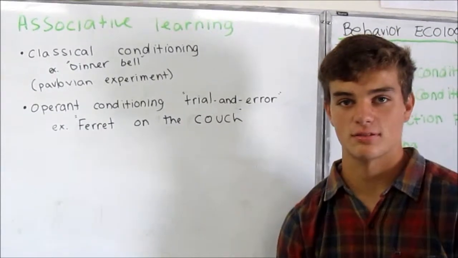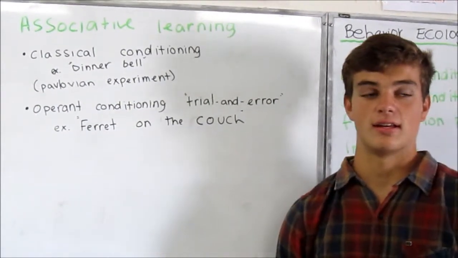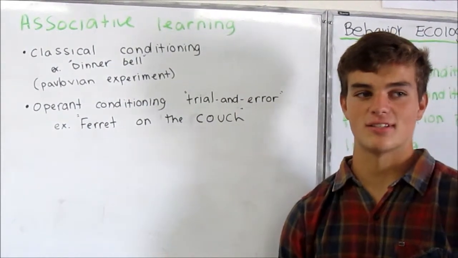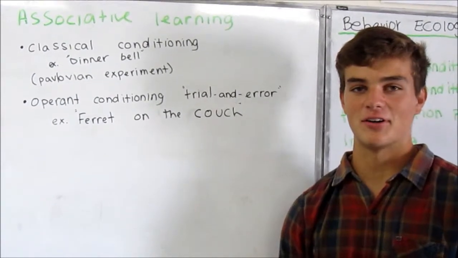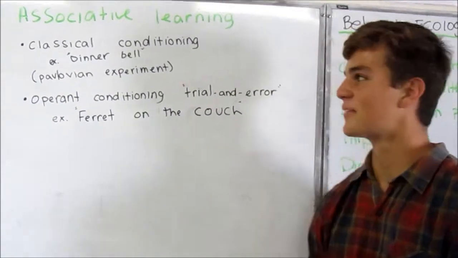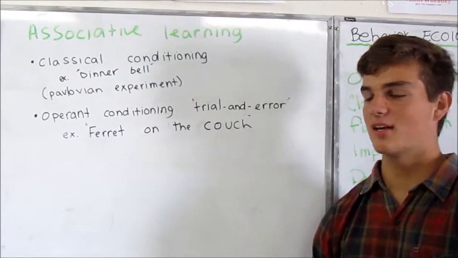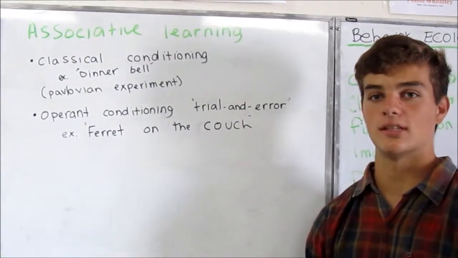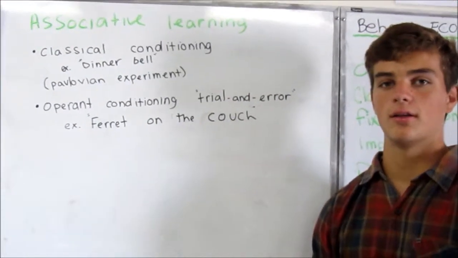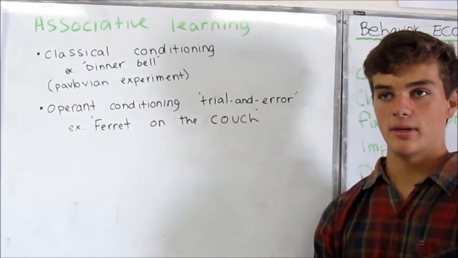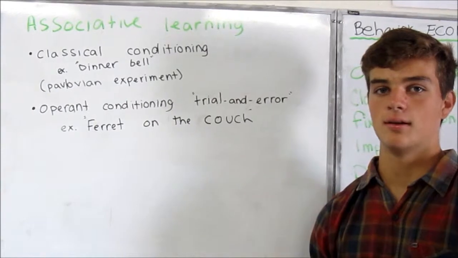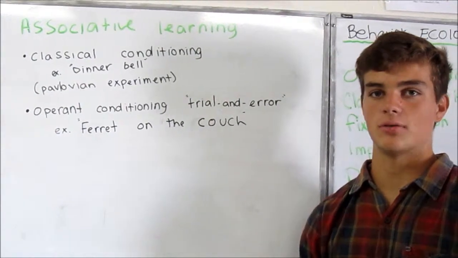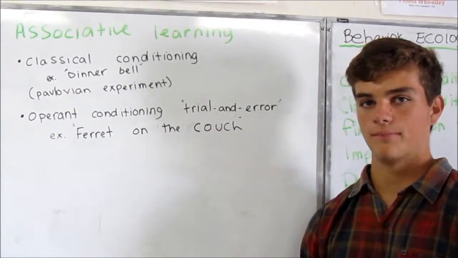We're going to talk about classical conditioning, which is an arbitrary stimulus that is associated with a reward or punishment. An example I'm going to give is Pavlov's experiment that he conducted with the dinner bell. He had a dog that he would give meat and ring a dinner bell at the same time, and then he would remove the meat from the situation and the dog would salivate.